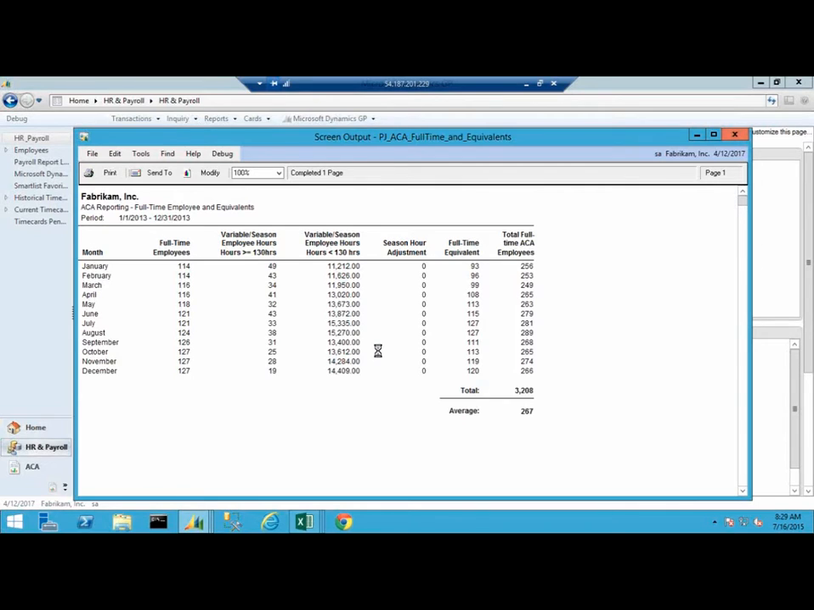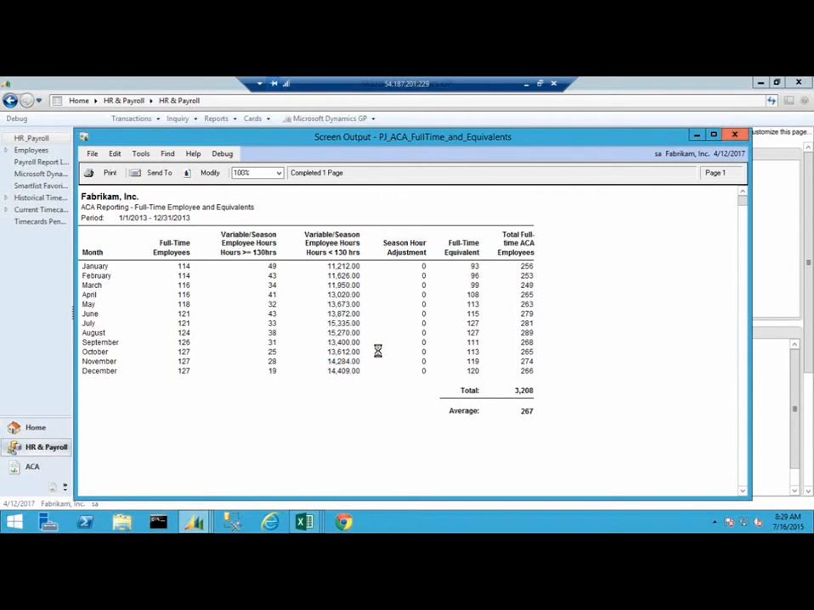You will never have to back into that number any other way. There's no reporting on that. You'll see why. I've had calls, people say, well, I run all these measurement periods and I can't get close to that 267. That's okay. The only purpose of that number is to dictate whether or not you are an applicable large employer.